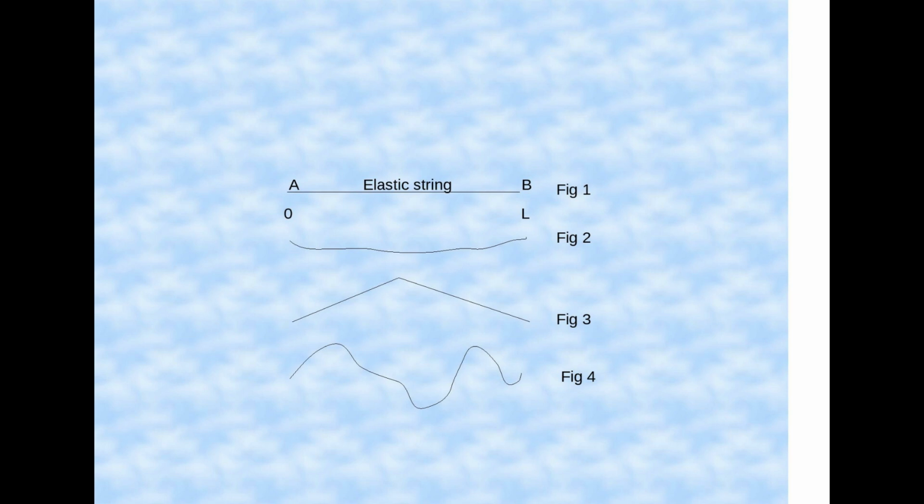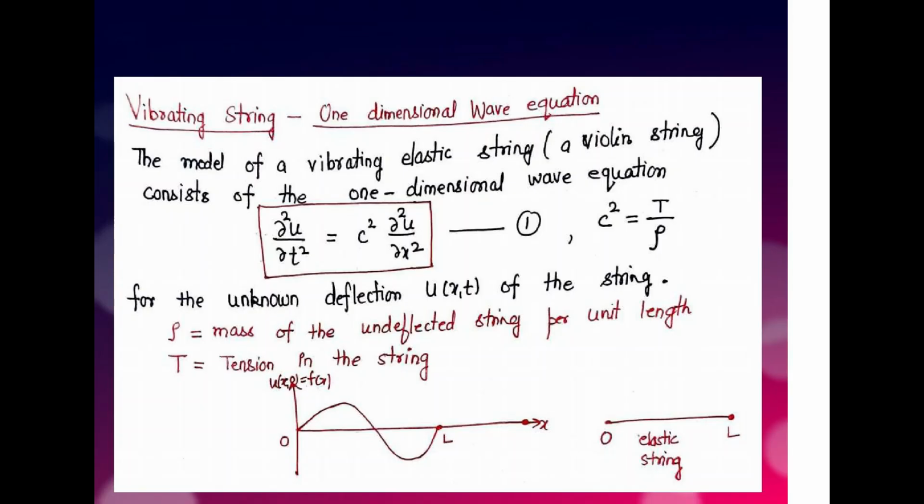So let's write down all the conditions in mathematical form. Equation 1 is the mathematical form of a one-dimensional wave equation. This we get when we model the vibrations in an elastic string. It is given by the second order derivative of u with respect to t on the left side. This is equal to c square times the second order derivative of u with respect to x, where this c square is given by capital T upon rho, where T is the tension in the string, and rho is the mass of the undeflected string per unit length. This u is a function of x and t, and this denotes the deflection in the string.